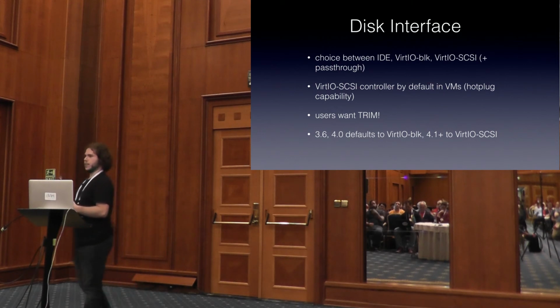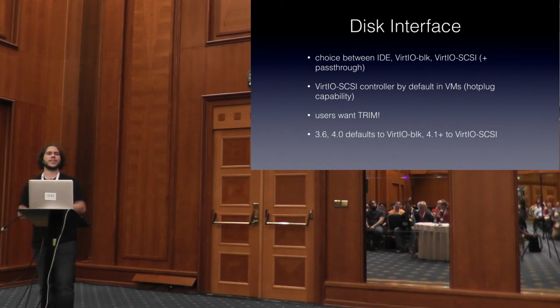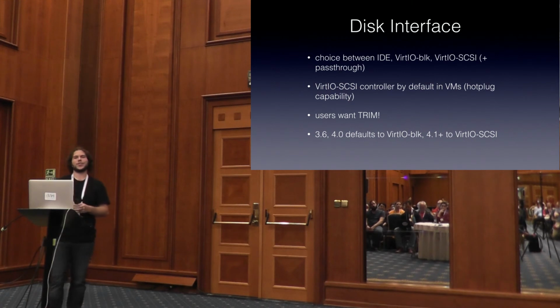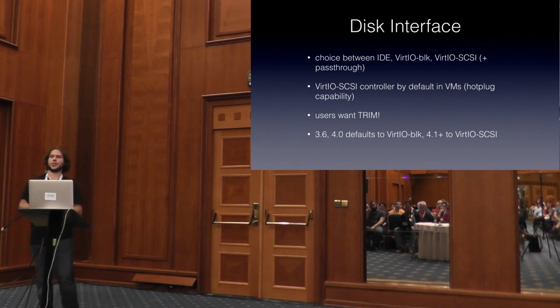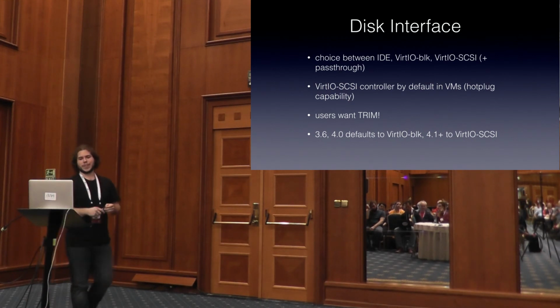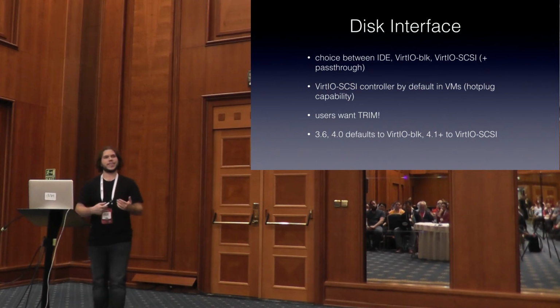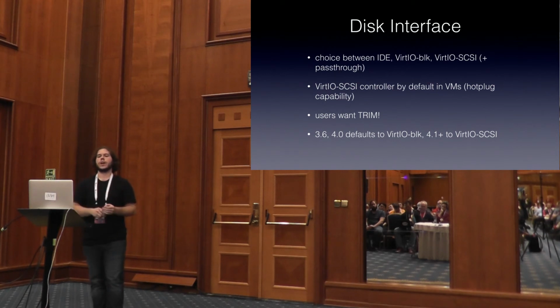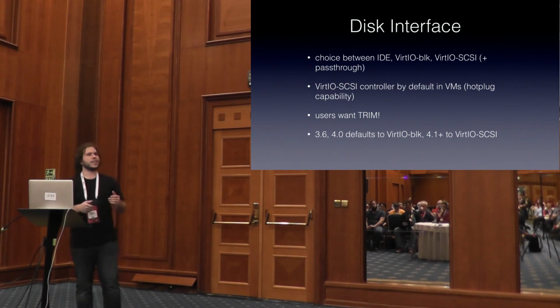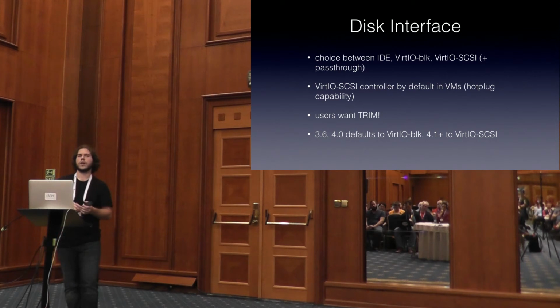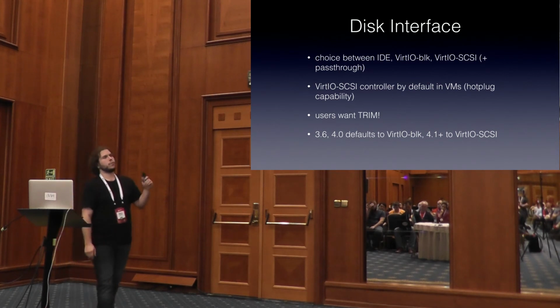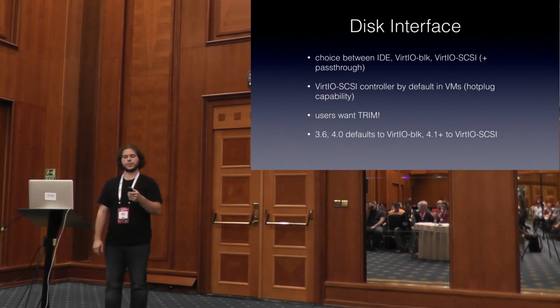So it was like this for a long time until trim came along. And it turns out everyone wants trim. It's probably the most requested feature in case of storage. So everyone is coming in saying trim, trim, trim. That actually was the deciding factor in changing the default, which was previously VirtIO block. In 4.1, we have moved over to VirtIO SCSI.